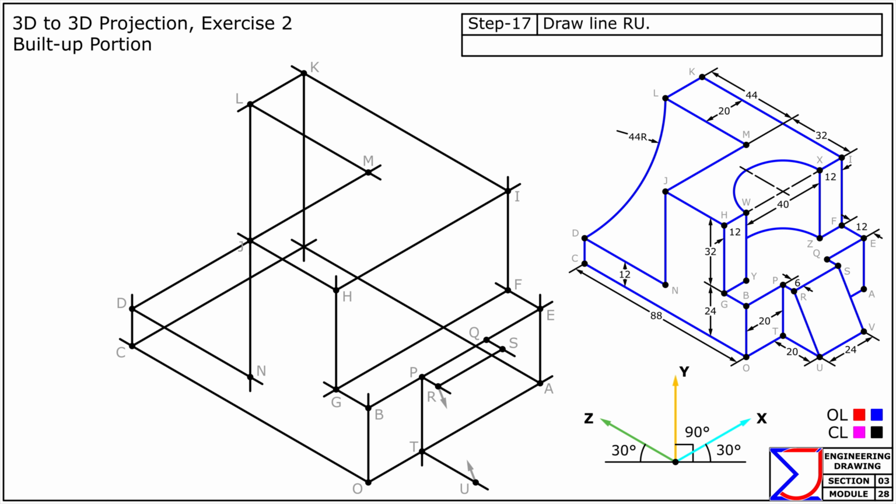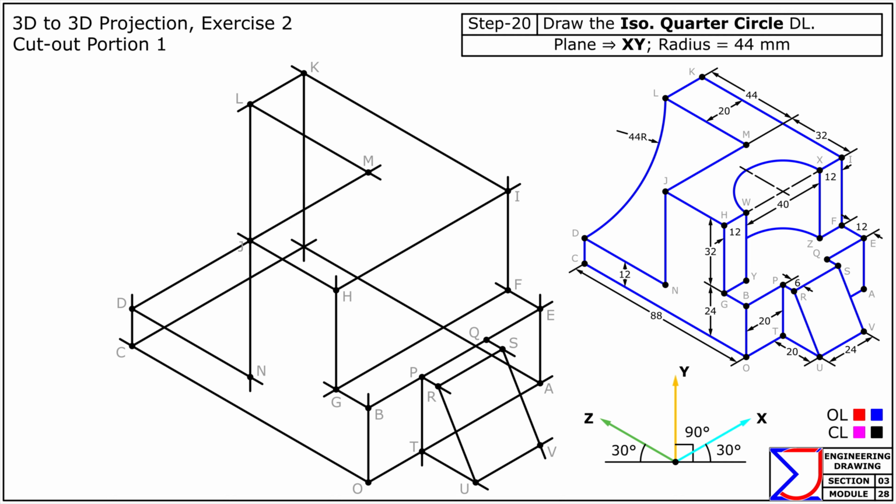Join points R and U. At point U, draw the remaining parallel line. At point S, draw the remaining parallel line. The intersection obtained is point V. Now that the built-up portion is complete, we will move on to creating the first cut-out portion.